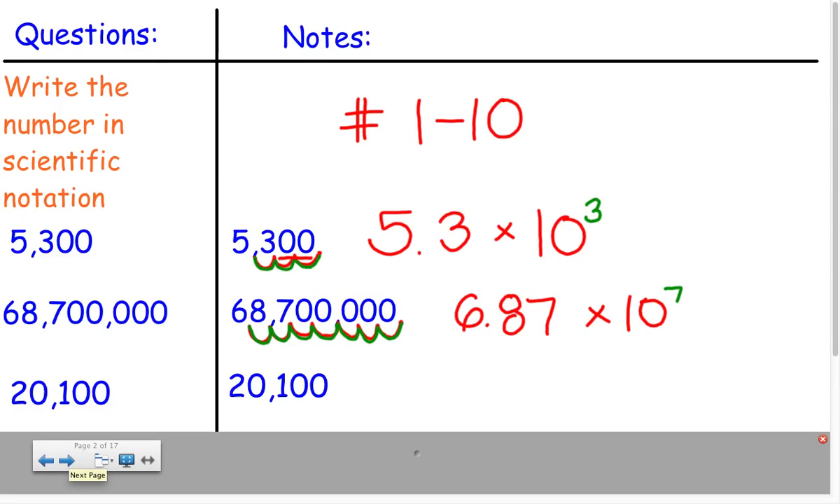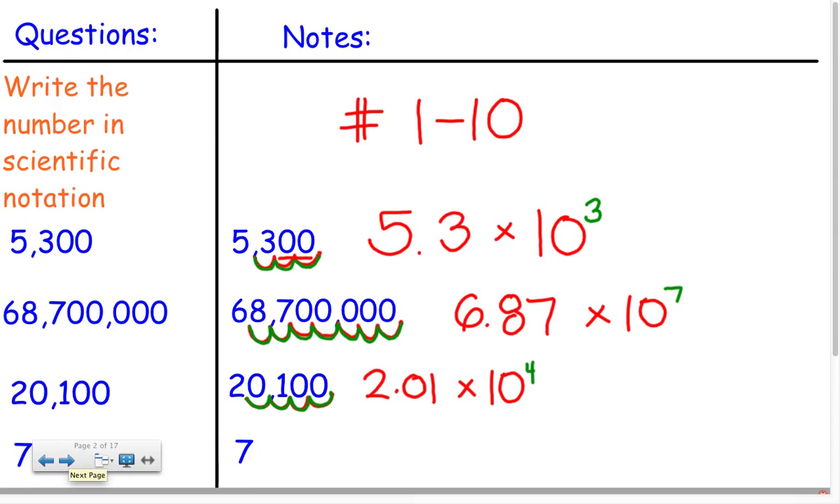All right, 20,100. Start at the end. Move my decimal. 201, nope. 20.1, nope. 2.01, yes, that's between 1 and 10. Again, I don't need to add all those zeros on at the end. Times 10. And I'm going to go back and count how many times I moved my decimal. 1, 2, 3, 4. 20,100 is a big number, so it's a positive 4.